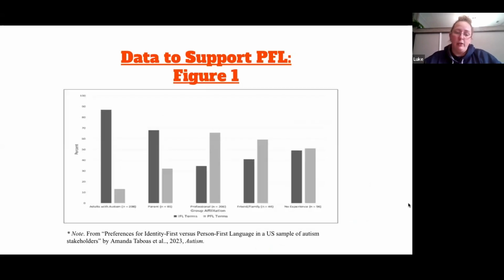And this goes back to the Dunn and Andrews and Tavois study, where you can see with the light gray that the professionals and family and friends highly recommend using person first language, which is about the same as the parents' view on identity first. So it's almost like it's equal. We can go to the next one.